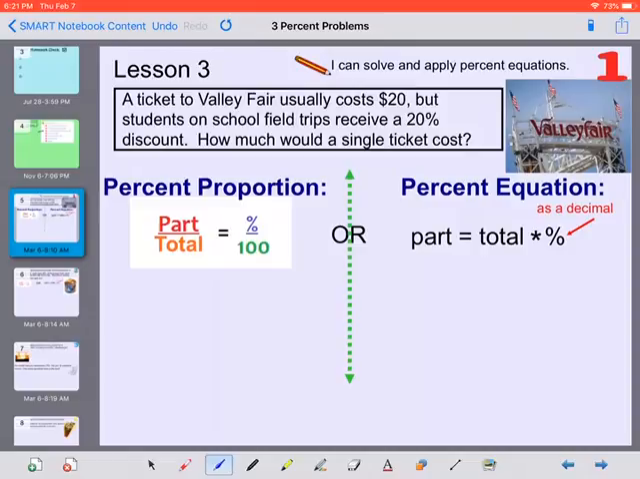So it says a ticket to Valley Fair usually costs $20. That's the total price that we have to pay for a ticket. But students on school field trips receive a 20% discount. How much would a single ticket cost?